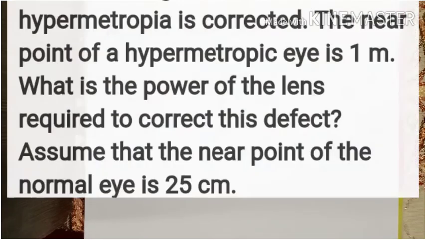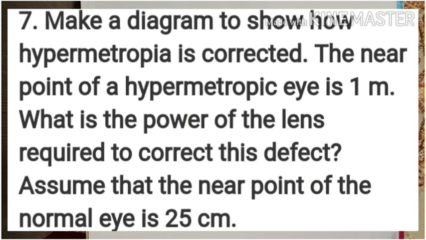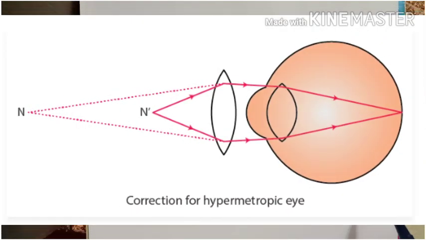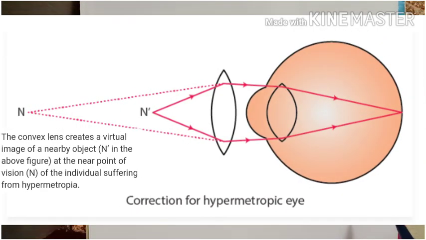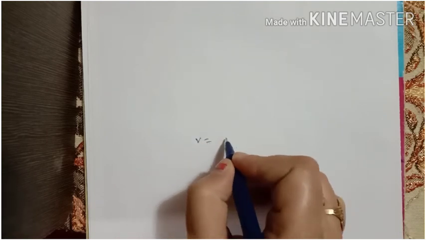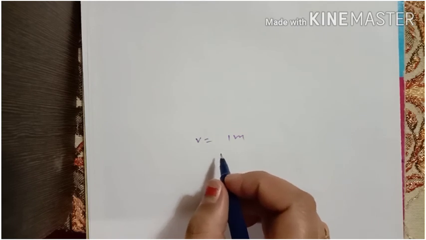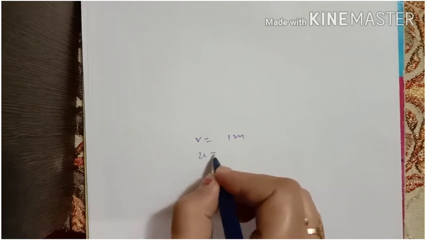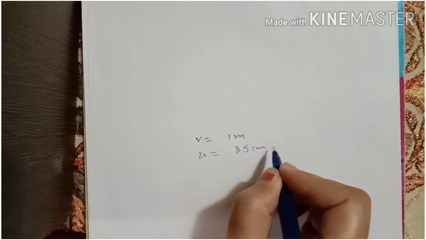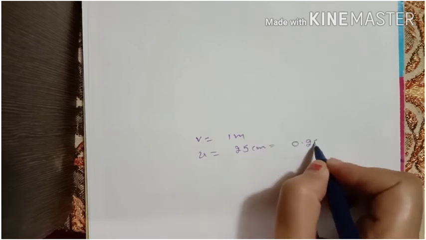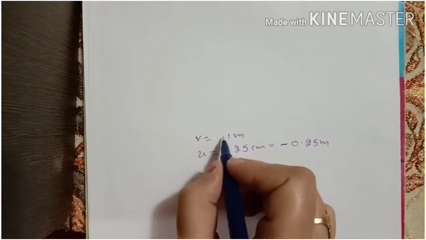Now question number 7. In the question number 7, make a diagram to show the hypermetropic eye is corrected. Okay, so you can see as the diagram. The near point of the hypermetropic eye is 1 meter. So here also given that v equal to 1 meter, and what is the power of the lens required to correct this defect? Assume that near point of the normal eye is 25 centimeter. So u is given, u is 25 centimeter, or you can say 0.25 meter, and we will take here with the negative sign.